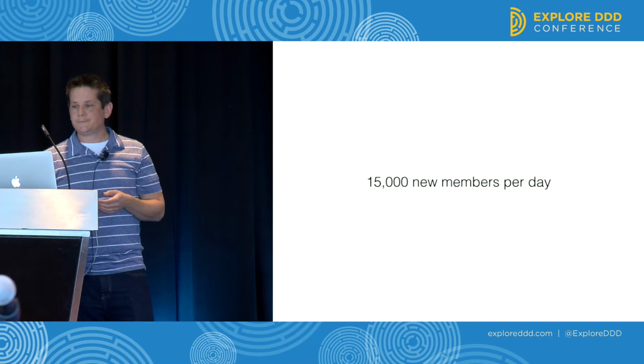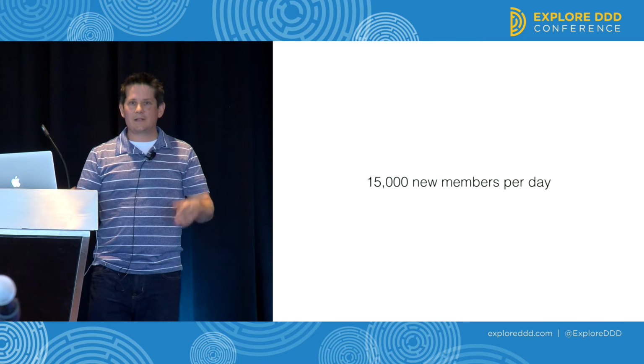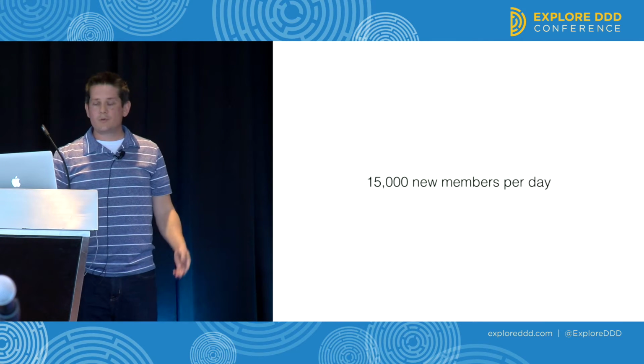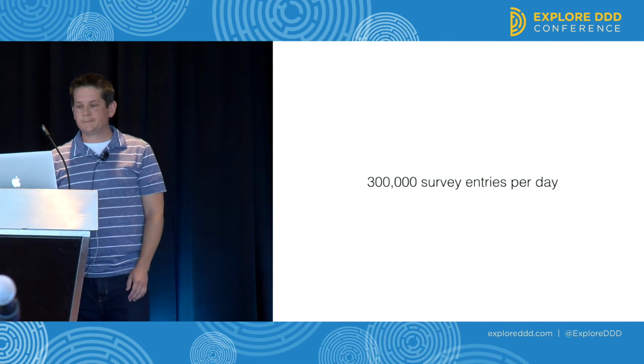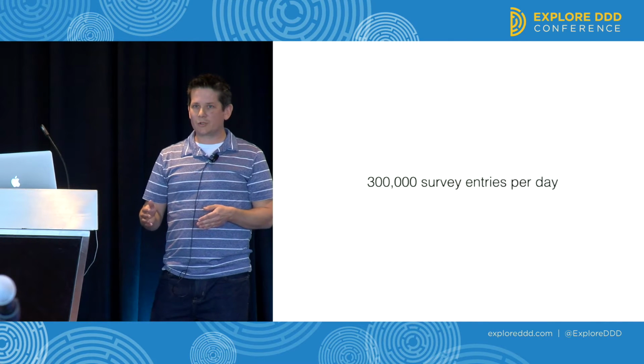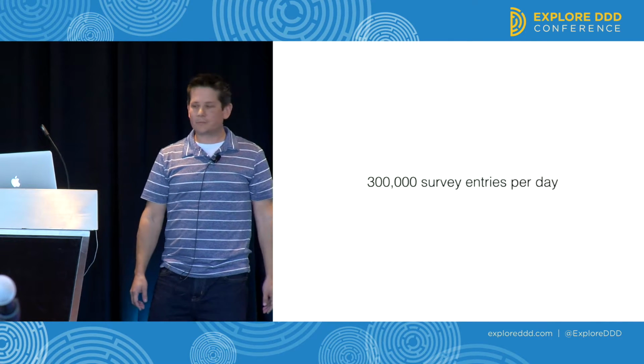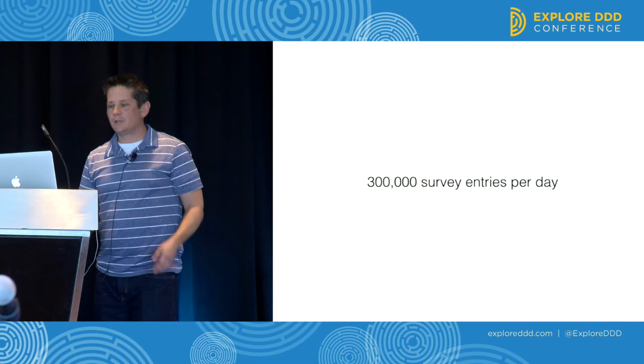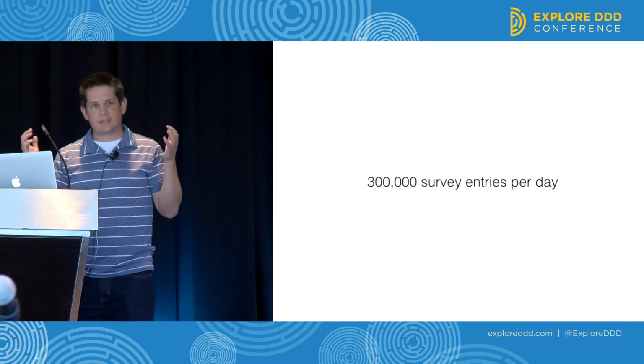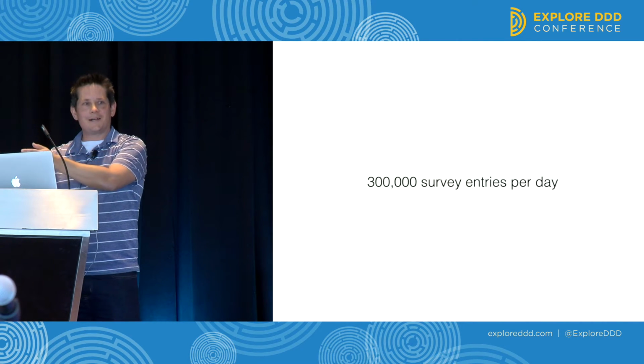Now, if you take it on the other side, the app gets a lot of traffic, right? We're getting 15,000 or so new members signing up to our app every day. And speaking of market research, you're getting 300,000 survey entries every day, just people trying surveys. So it's a high volume and a lot of code.